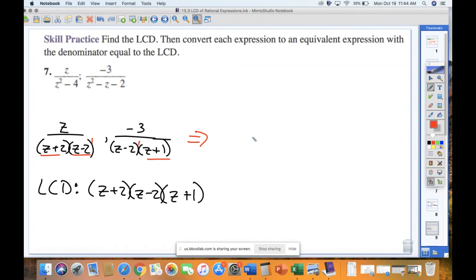So how do I change my fractions accordingly? Well, this will be written as z over, I'm going to write my least common denominator, z plus 2, z minus 2, z plus 1. I'm going to inspect what is missing. Let's see, I have z plus 2, z minus 2. I'm missing the z plus 1.